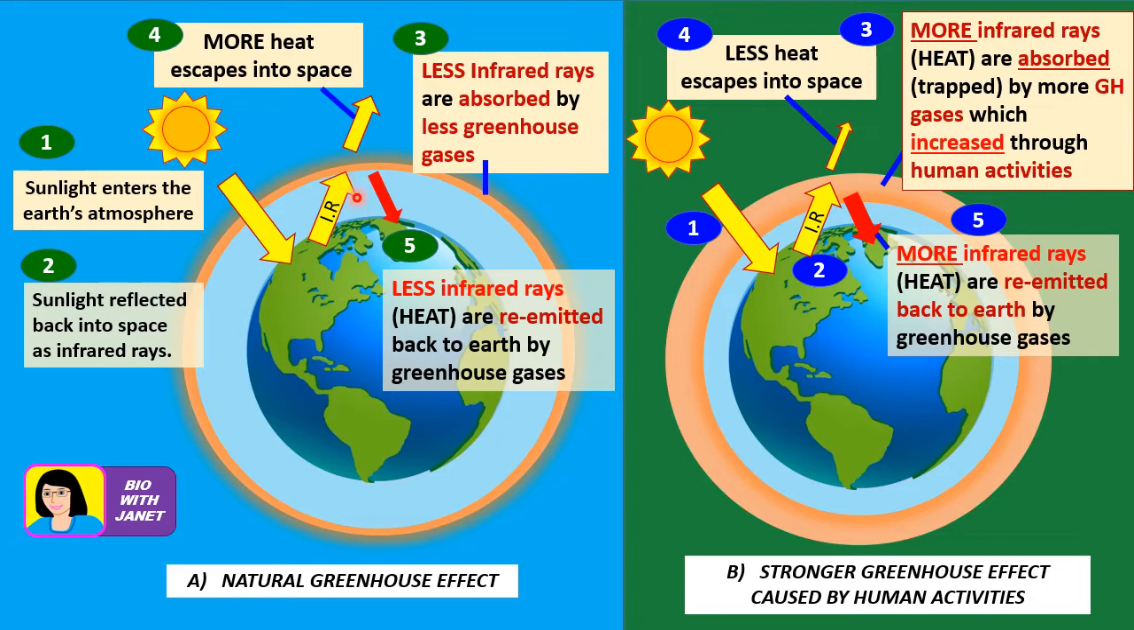Now, in the past, we have a thin layer of greenhouse gases, such as carbon dioxide, methane, and others. So, because there is a lower concentration of greenhouse gases in the olden days, less infrared rays are absorbed by these gases. These gases have the effect of absorbing the heat in the infrared rays. Now, because less infrared rays are absorbed compared to the present times, more heat escapes into space in the olden days, and less heat is trapped by the greenhouse gases, and less infrared rays are re-emitted back to Earth.